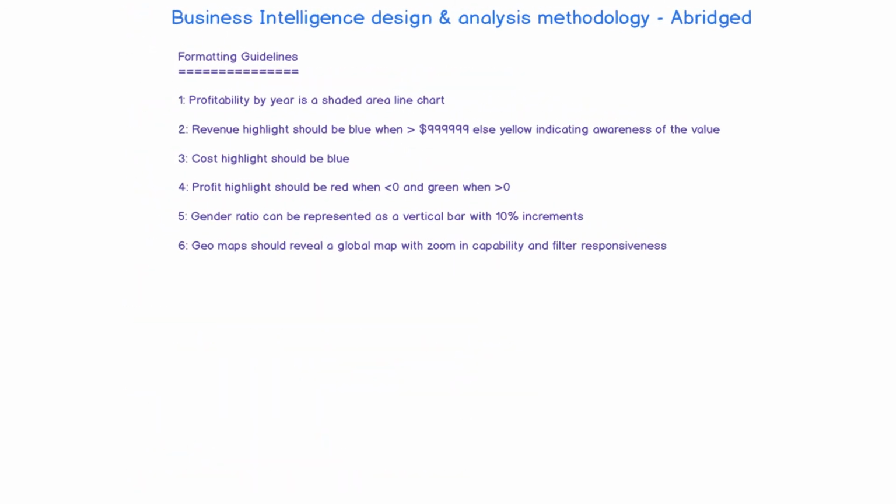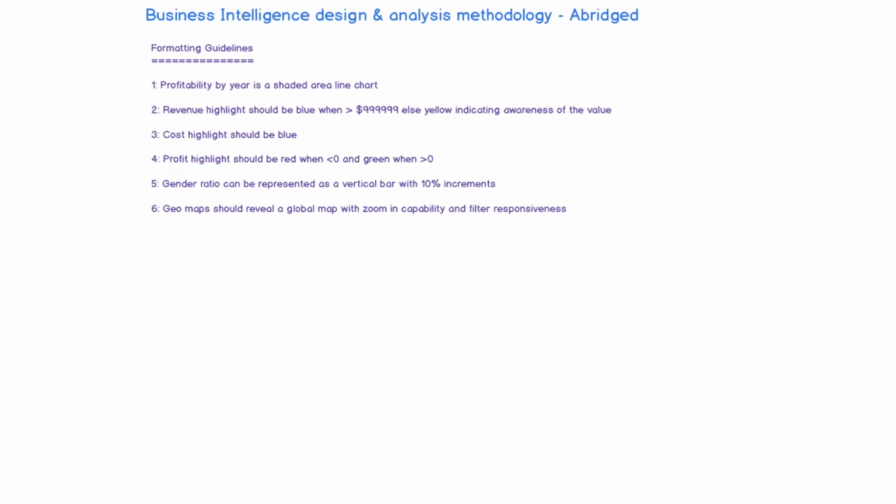And of course, the user has specified a few formatting guidelines. So again, I won't work through each individual one, but just for example, they might say, well, revenue, it should be a specific color when certain values are reached. So in this case, we're saying highlight blue when we're over $1 million, or yellow if we're below $1 million. So at that point, we have to understand the visual acuity that will be relevant to the user and their business process.